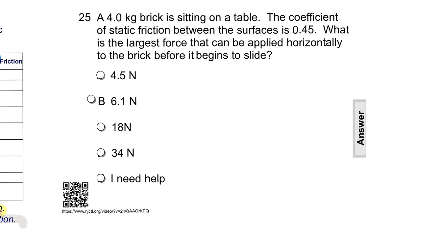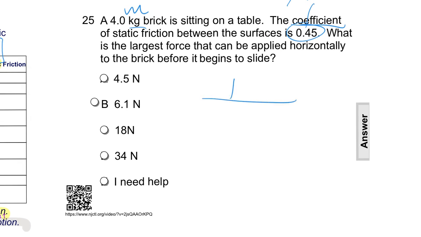Okay, so let's do the problem. 4 kilogram box. Again, that's mass. Kilograms is mass. The coefficient of static friction, so that's mu s. What is the largest force? I'm looking for the biggest applied force before it starts to slide. So there's my applied force, and here's my static friction maximum.